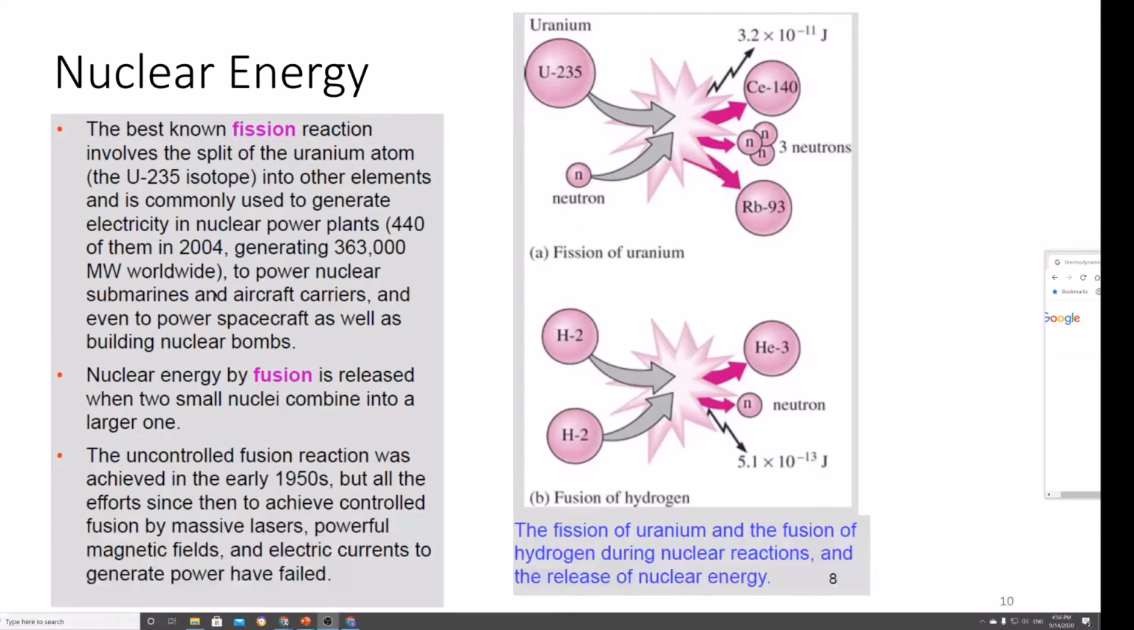So just some more terminology. Fission. This is when you're actually going through and splitting an atom. Fusion is when you have two nuclei combined into a larger one, and uncontrolled fusion reaction was achieved in the 1950s. Okay, so just quickly that.